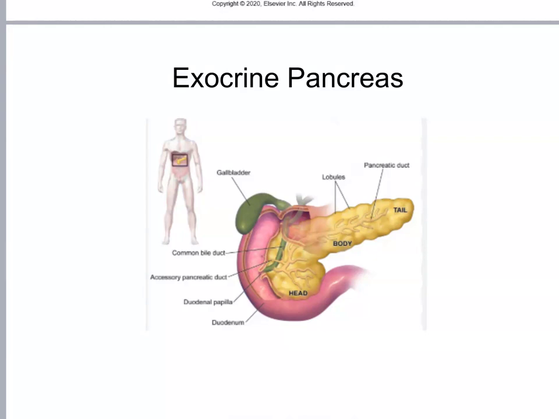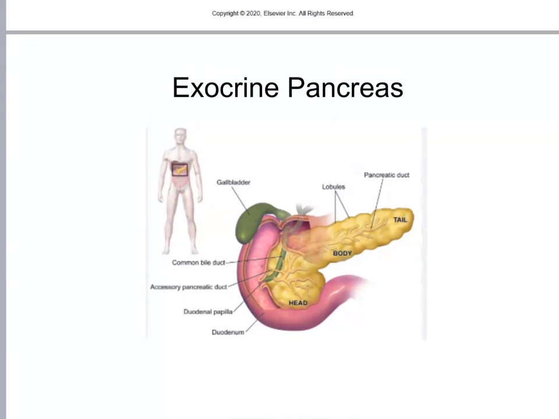Pancreatic amylase is important for carbohydrate digestion, lipase is important for fat digestion, and nuclease, including DNase and RNase, is important for nucleic acid digestion. The ductal cells secrete the bicarb to neutralize acid. We don't want it entering the duodenum from the stomach. It provides optimal pH for the pancreatic enzymes, and it protects that intestinal mucosa.